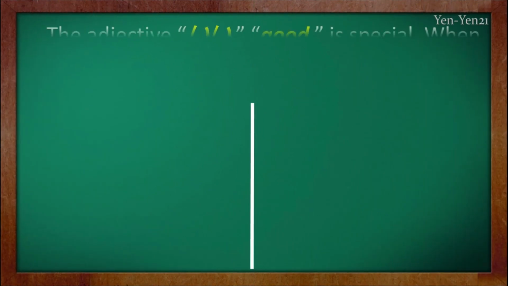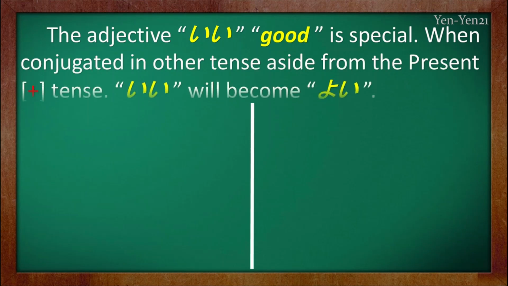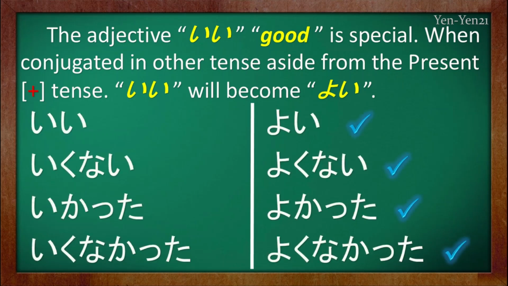The adjective いい is special. When conjugated in other tenses, aside from the present positive tense, いい will become 良い, 良くない, 良かった, and 良くなかった. いくない and いかった are not used.